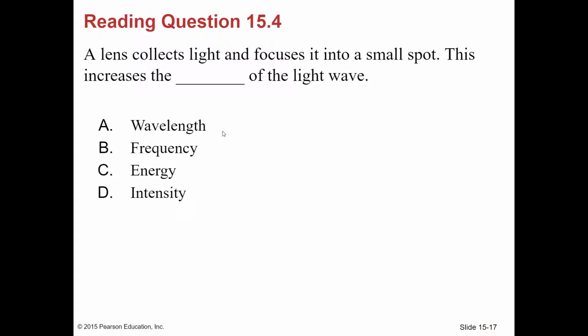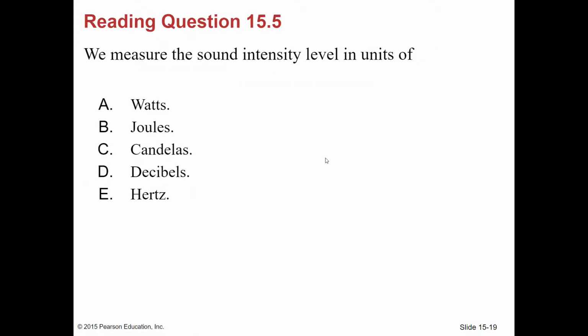I don't think we talked about this. A lens collects light and focuses it into a small spot. This increases what of the light wave? It does not increase wavelength, frequency, or energy. What it does is increase the intensity. You're taking all the energy and all the light from a wide area and focusing it on one spot. So we're not making any more energy, and we're not changing the frequency or wavelength. It's still all the same light, but we're moving it all to one single spot, so the intensity increases.